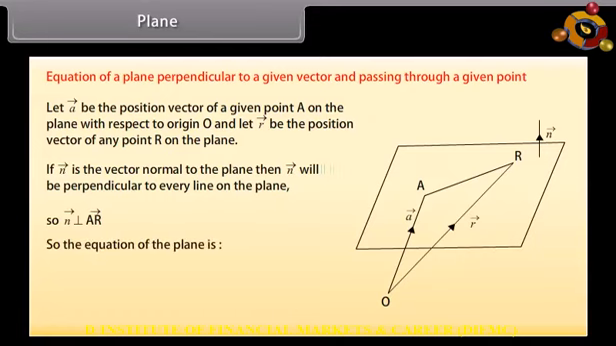So the equation of the plane is dot product of vector AR and n equals 0, or dot product of vector r minus vector A and vector n equals 0.